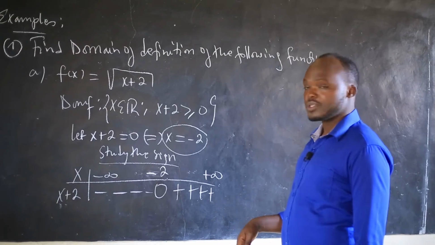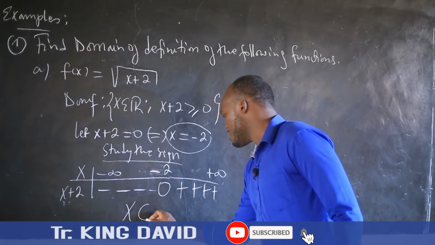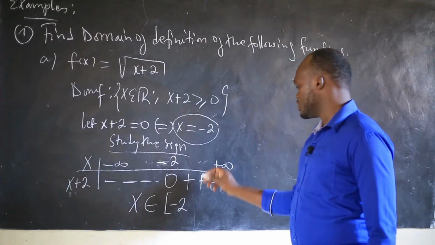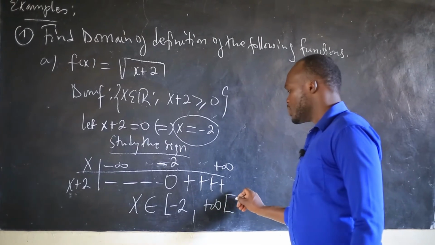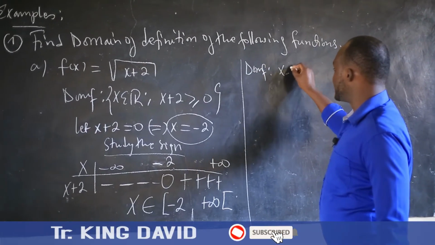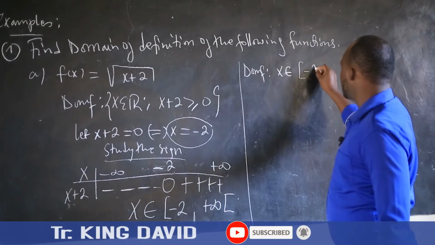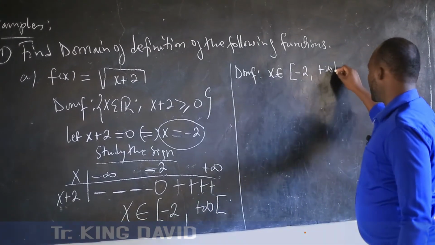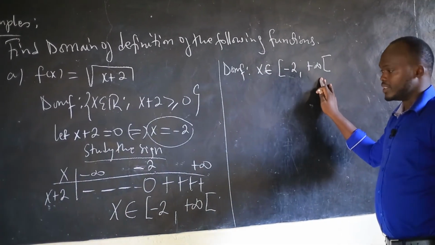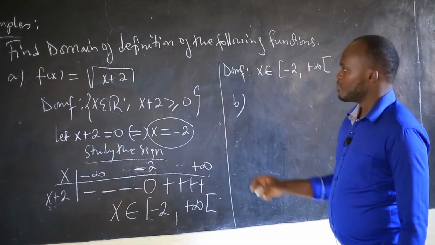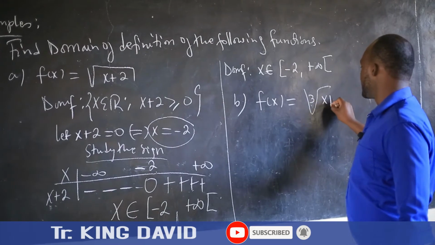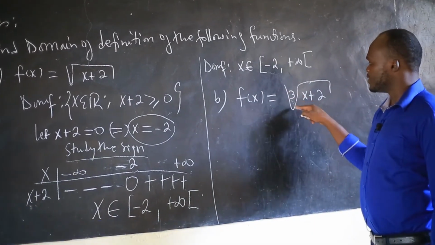And it is greater. Greater means where we have positive. So our x will be a member from negative 2 included, because we have greater or equal, to positive infinity. So this is our domain. So therefore, our domain, dom f, we say that x is a member from negative 2 to positive infinity excluded. Always infinity are excluded, not included. So let us see B. B is saying f of x equal to cube root of x plus 2. You see it is the same function but different nth root.